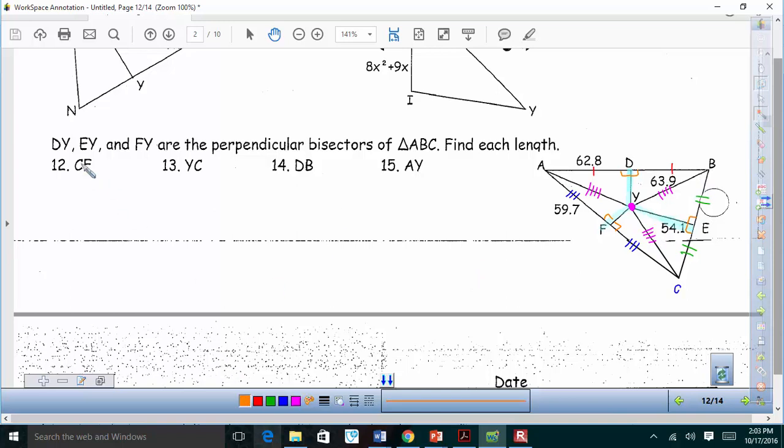So looking at finding CF. CF is this length right here. What is it the same as? AF, which is 59.7. You just literally look at what you labeled. YC, what is it the same as? 63.9. YB. And then DB is the same as AD, which is 62.8. And AY is the same as YB, so 63.9.